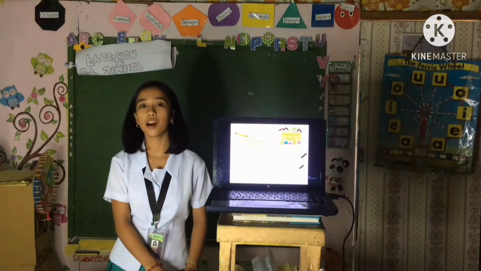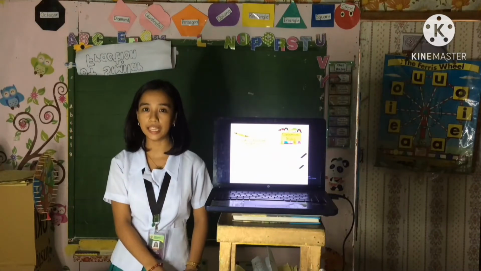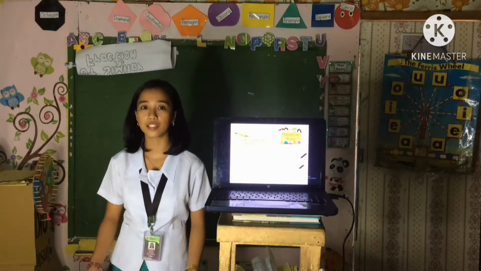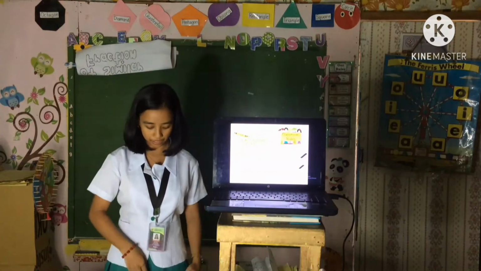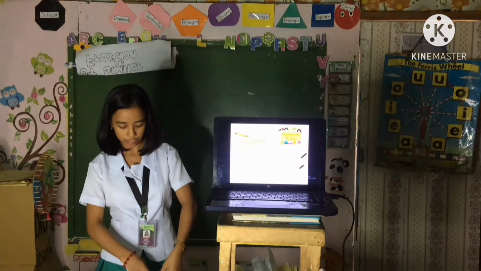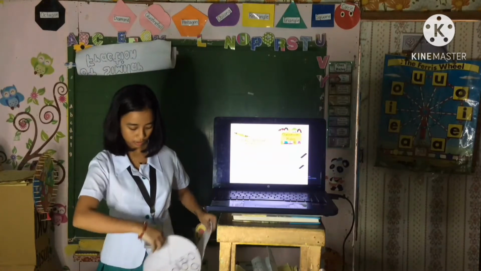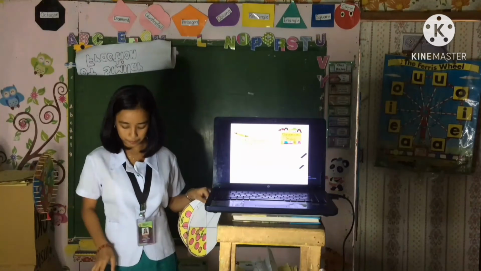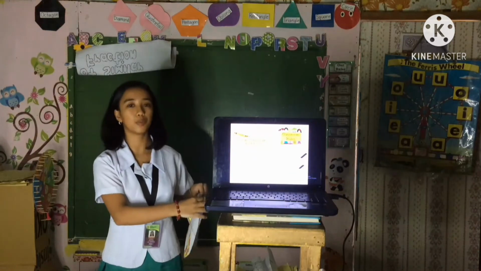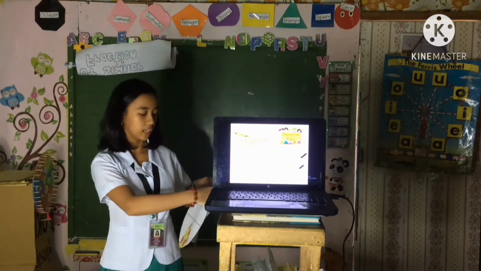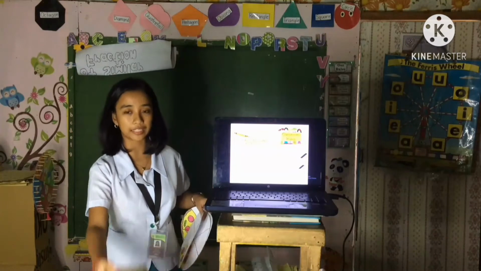So, do you want exercises or an activity before we go to our new lesson for today? Okay. I have here some illustration of pizza. I will call a pupil to answer this illustration by picking a number inside this box.